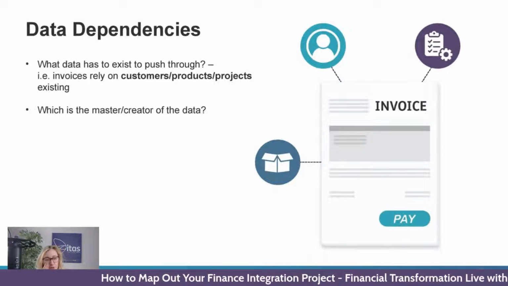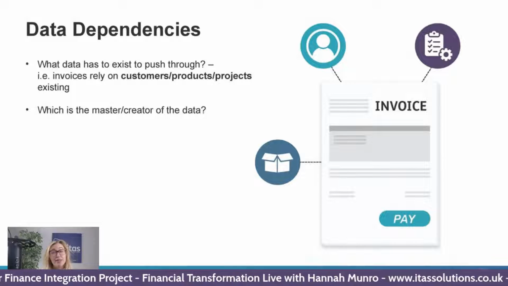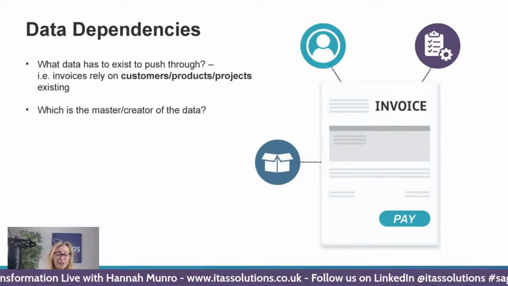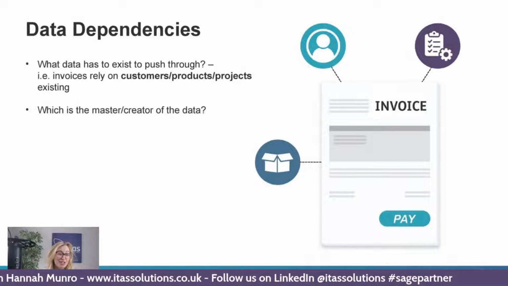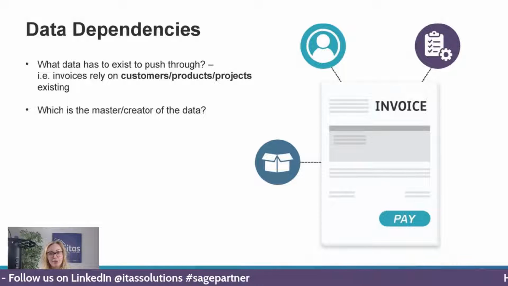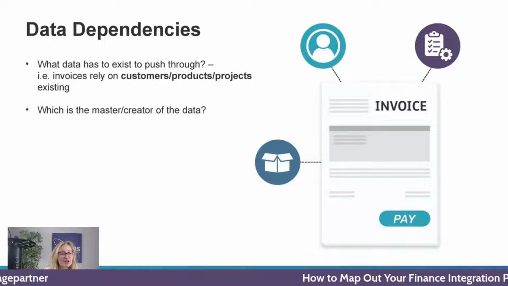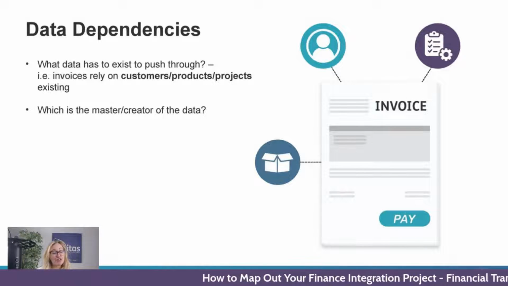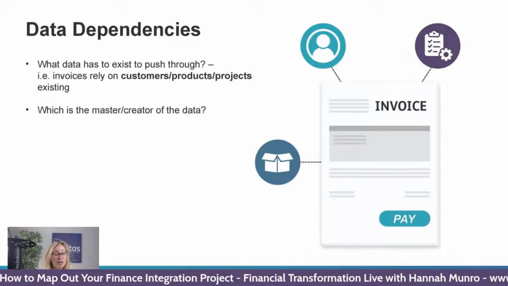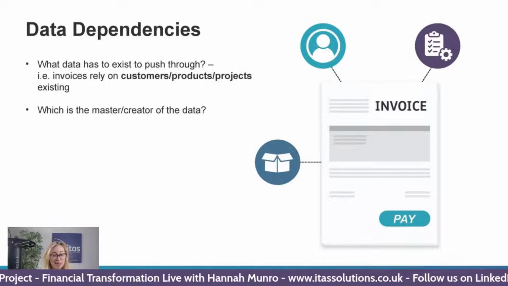So the next thing, once we've understood the data mappings, what objects are we sharing between each system, we then need to think about data dependencies. Because this is again when you're almost post sense checking those data object maps. We're looking at, in order to push an invoice through, what data needs to exist and be correct before you can do it. So for instance, if you push through an invoice, if you're doing it in Intacct, you need to have the product, or the item, if we're using Intacct terminology.